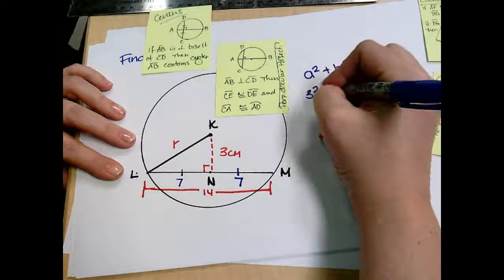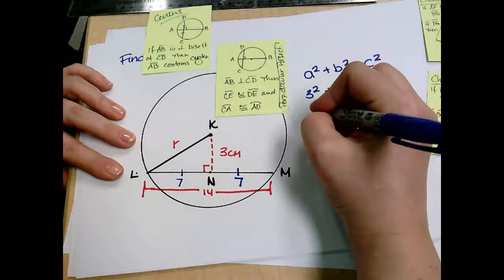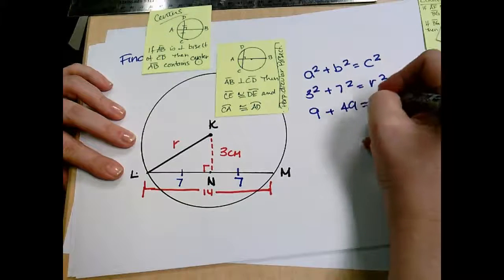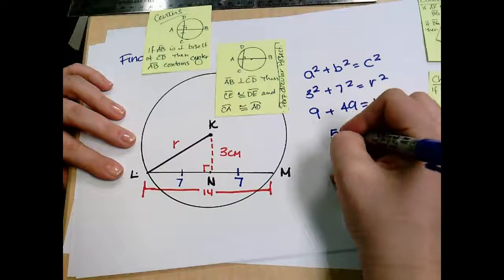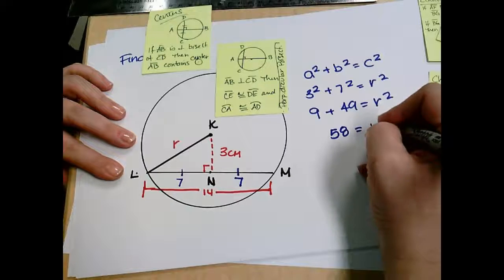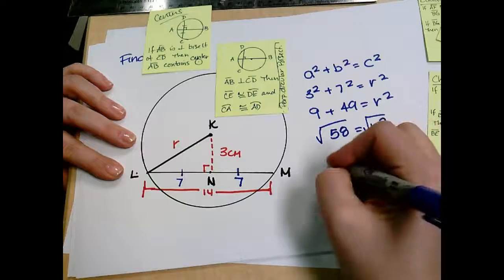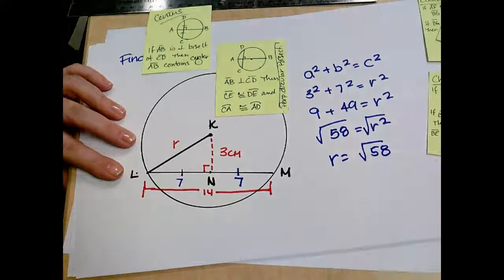So I've got 3 squared plus 7 squared equals r squared. This is 9 plus 49 equals r squared. 9 plus 49 should give me 58 equals r squared. So to find r, I need to square root both sides. So r equals the square root of 58.